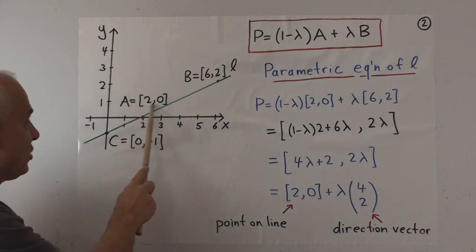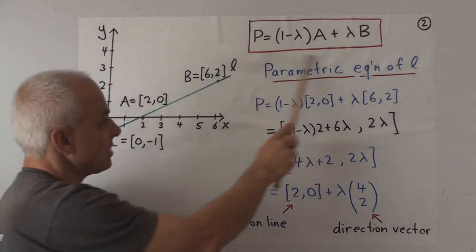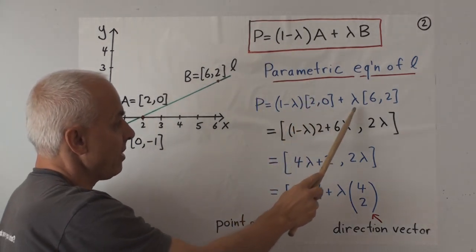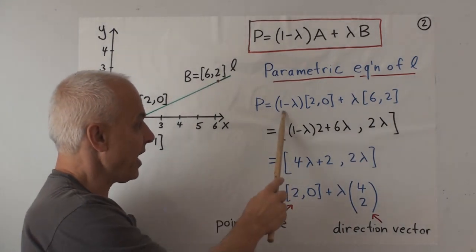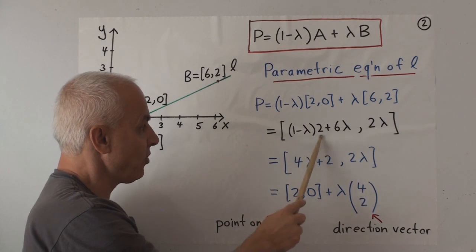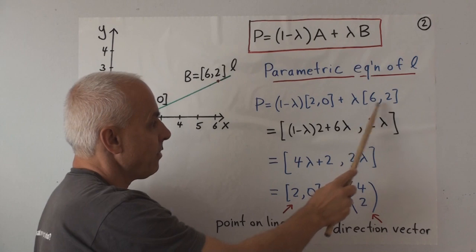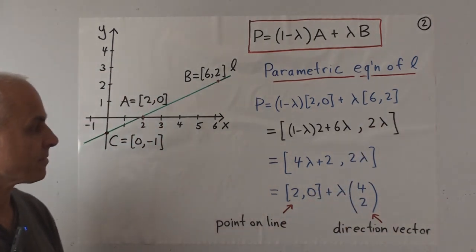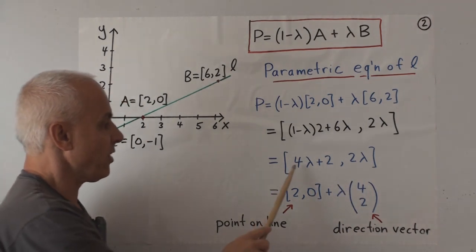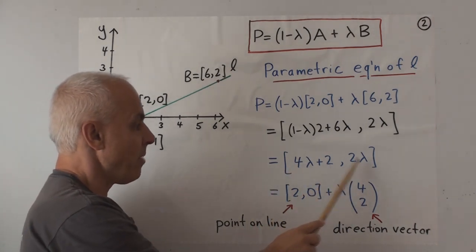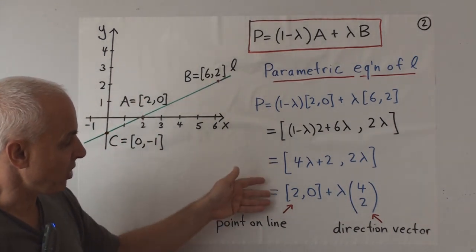We might take the point A to be 2, 0, B to be the point 6, 2. In that case, this expression is (1 minus lambda) times A plus lambda times B. And we could put things together. The x-coordinate is (1 minus lambda) times 2 plus 6 lambda. And the y-coordinate is 0 here and 2 lambda there. If we expand out and bring the lambdas together and the constants together, we get altogether 4 lambda plus 2, comma 2 lambda.